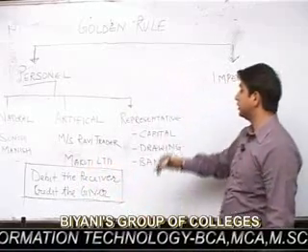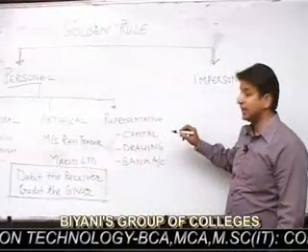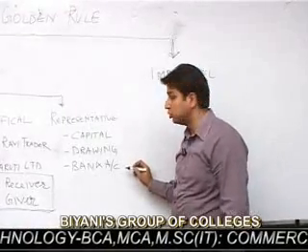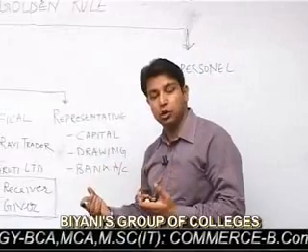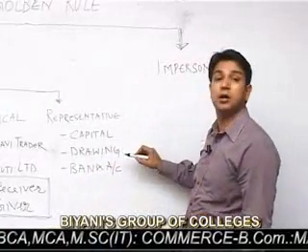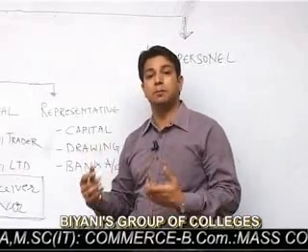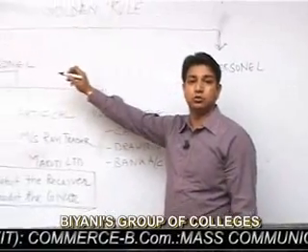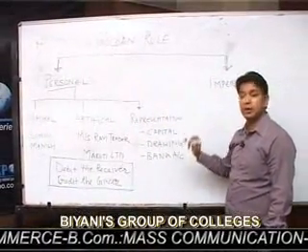Now, the third is representative. Representative accounts include capital account, drawing account and bank account. Capital account always represents the owner. Drawing account always represents the owner. And the bank account also represents a living being. So, these all three are personal accounts because they all have a connection with living beings.